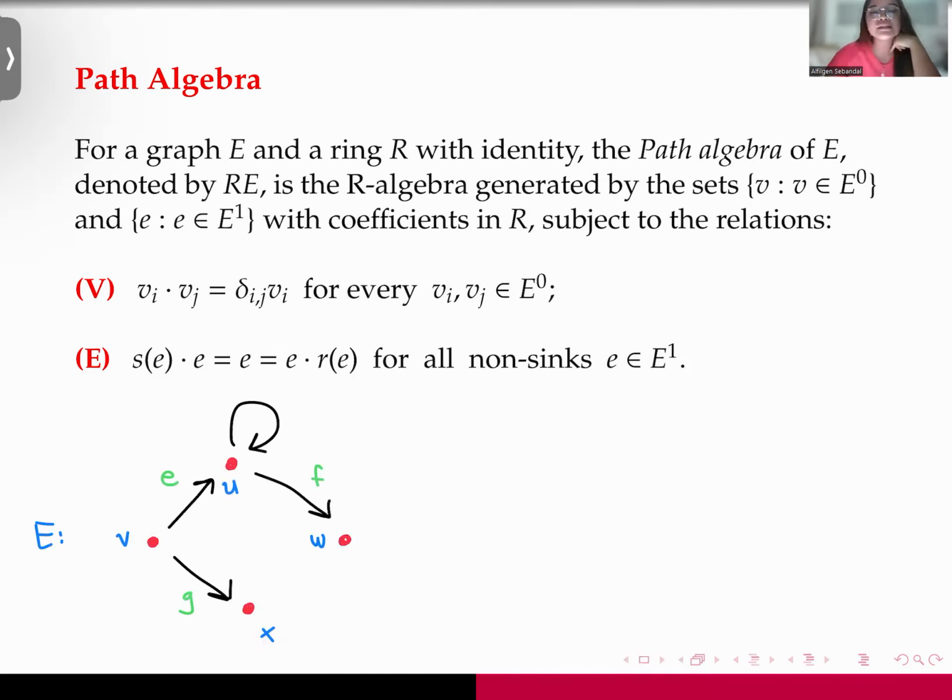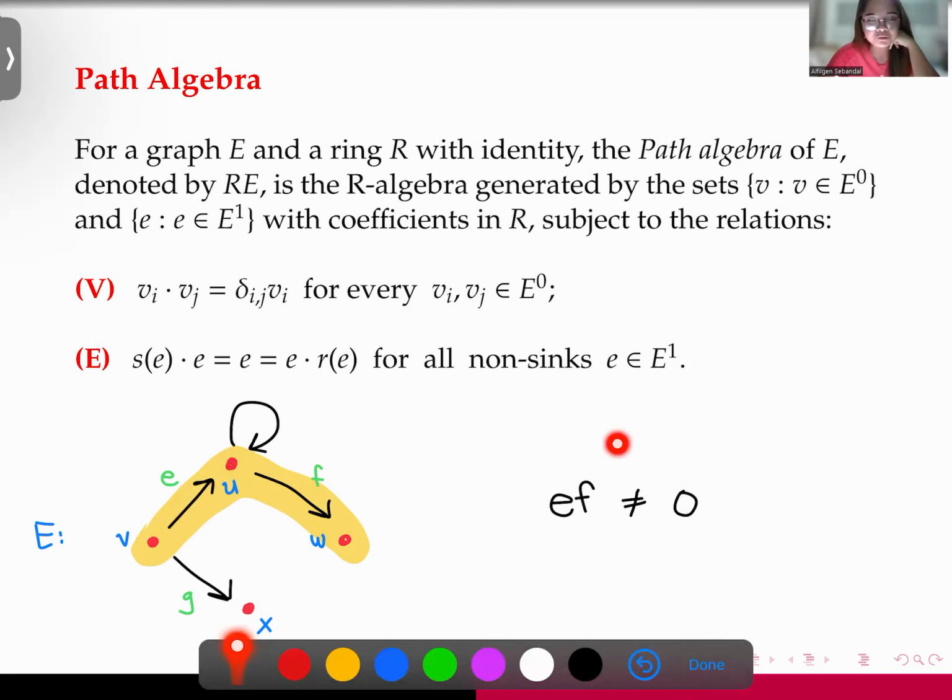What happens if we multiply two edges? If we see that they form a path, then I will have a legitimate element, EF, which is a path. You're good to go. But if we multiply two edges which are not connected in the correct way, then we just send that to zero. What we did in this entire thing is the so-called concatenation of paths, which means that if you multiply or concatenate two paths, and it forms a new path, then you're okay. If it's not forming a new path, then you send it to zero.